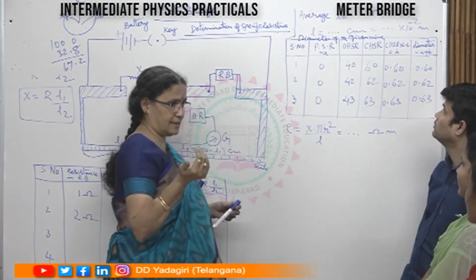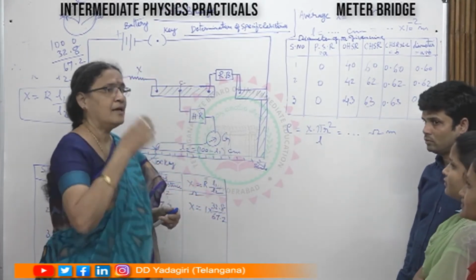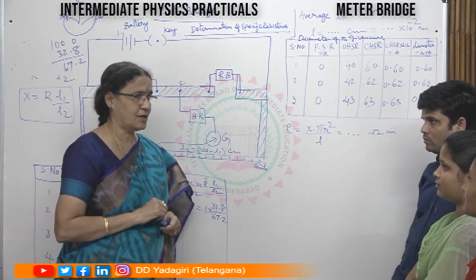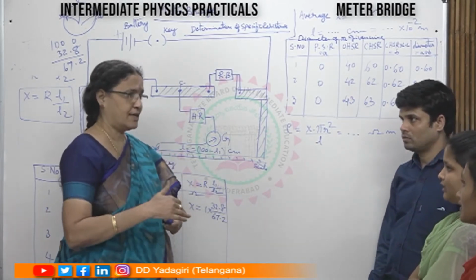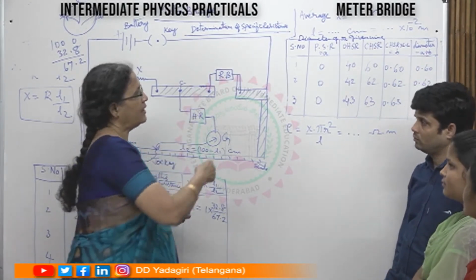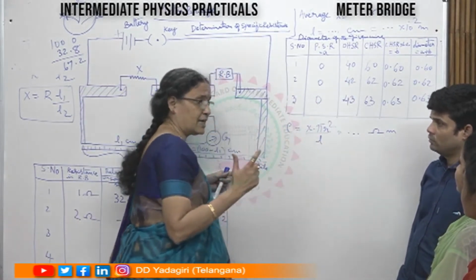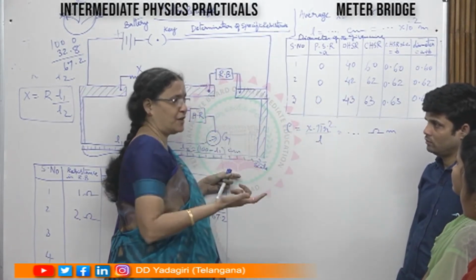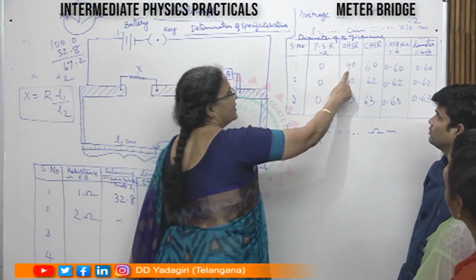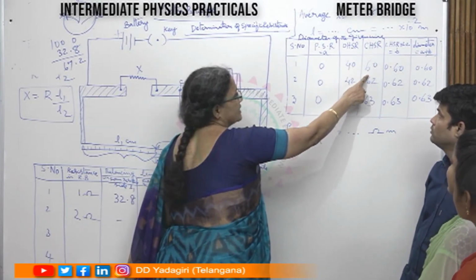Corrected head scale reading. Before you start the experiment, you first have to check whether your screw gauge has any error or not, positive error or negative error. You must write that above the tabular form. Suppose I have minus 20 as the error. Then the correction will be plus 20. So I have added 20. It becomes 60. 40 plus 20 is 60.